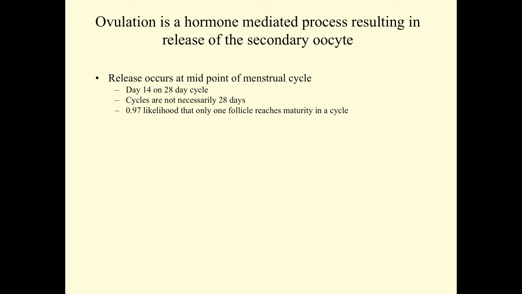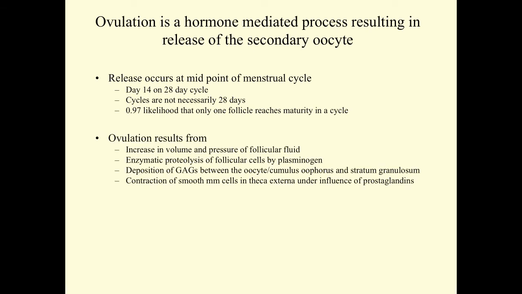on day 14. Now remember, we pointed out that cycles are not necessarily 28 days, so a general rule of thumb is that ovulation will occur at the midpoint of the menstrual cycle regardless of how long the cycle is. Now there's a 0.97 likelihood that only one follicle is going to reach maturity in a menstrual cycle. Now you do know that it is possible to get twins. That means that perhaps there's about a 3% chance that at any ovulation more than one oocyte would be ovulated, so there's a potential for twinning, but it's not that high a percentage.